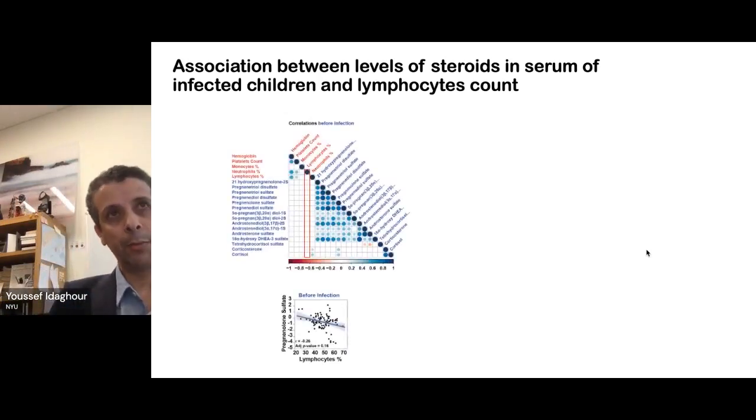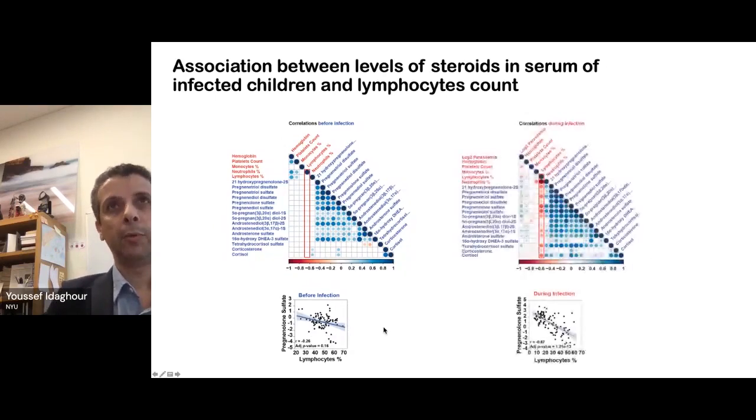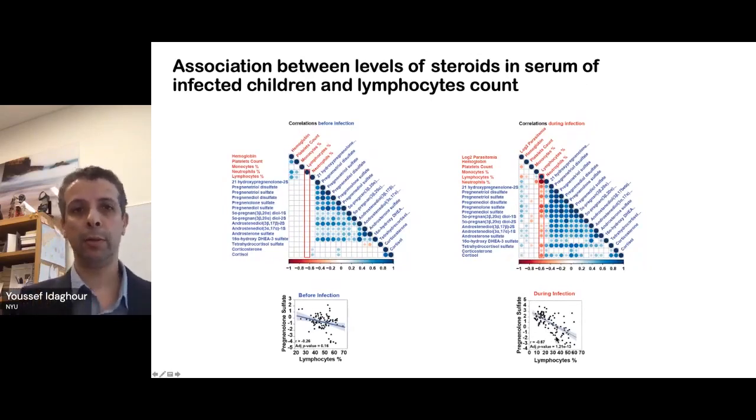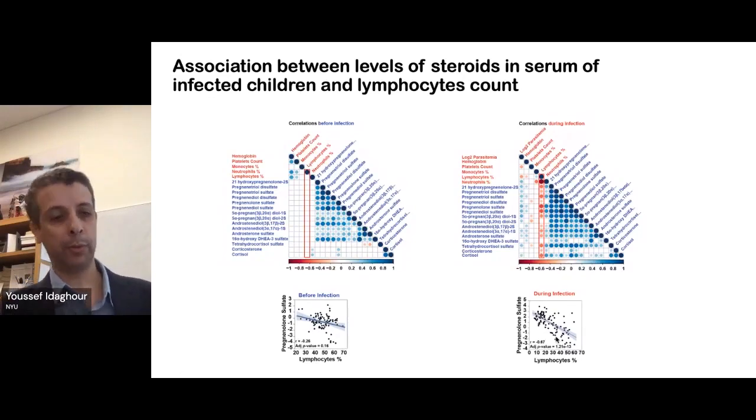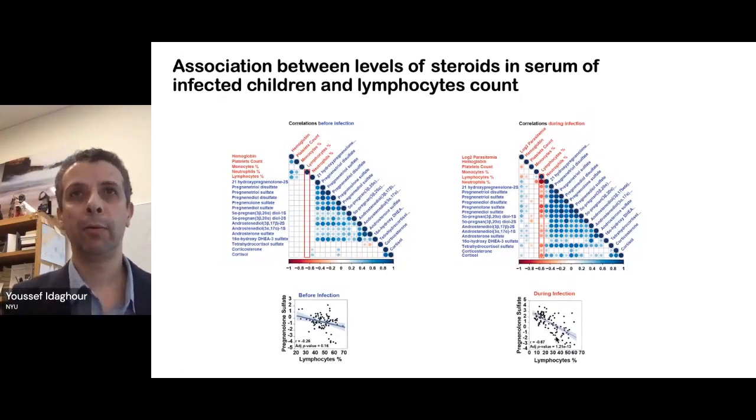So we did cross-correlation between all these steroids and cell counts and hemoglobin. And as you can see here, we don't see any correlation whatsoever, positive or negative, between lymphocytes and steroids, as you can see here with one example. Interestingly, when we look at the same data, but during infection, you can clearly see this very strong negative correlation between most of the steroids and lymphocyte counts, as well as negative correlation with parasthenia. We were very intrigued by this finding, because this really would hint to the idea that these steroids, when they go up during infection, will have an effect on lymphocyte function.